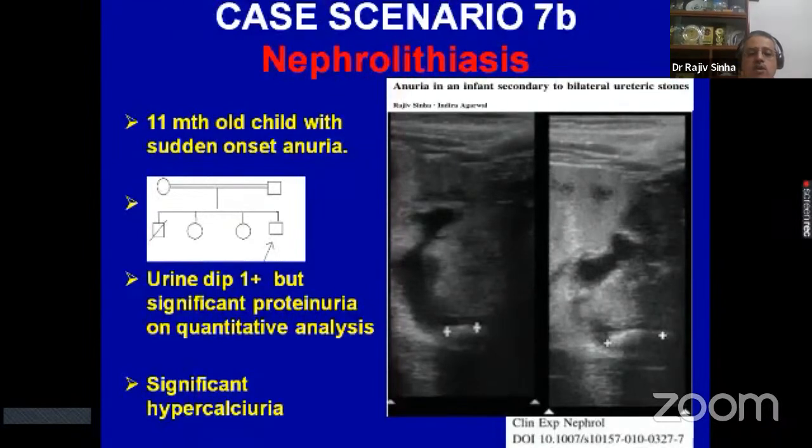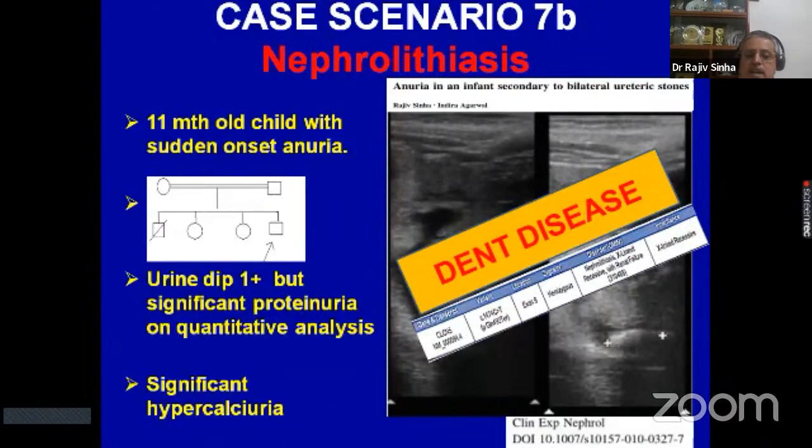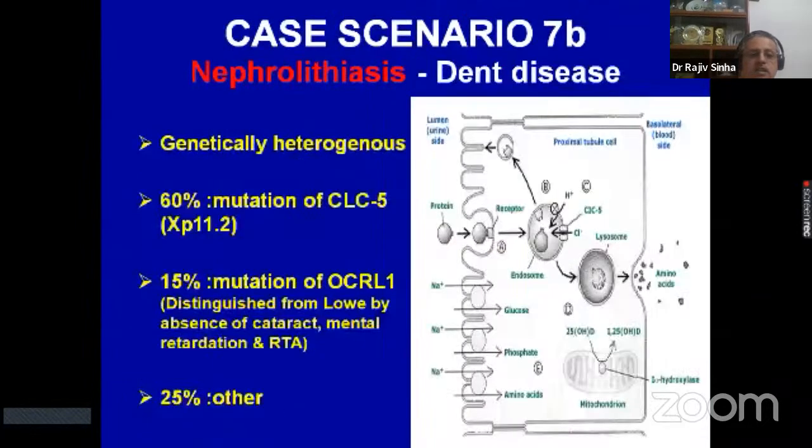And I'm sure many of you already have the diagnosis, because we are here having hypercalciuria, significant proteinuria, and a male child. So we were suspecting Dent disease, and it was proven to be that in the genetic mutation. Dent disease can be from a mutation of CLC5 or OCRL1, and this is usually the carrier or channel protein linked to the tubulin and the megalin.